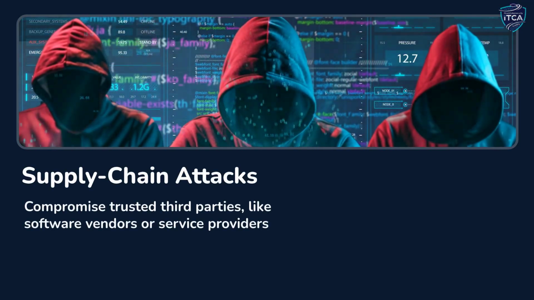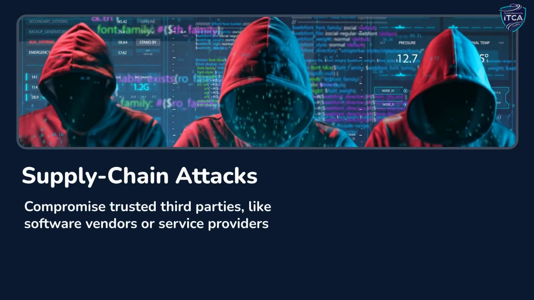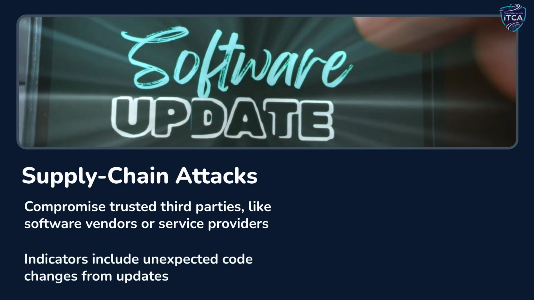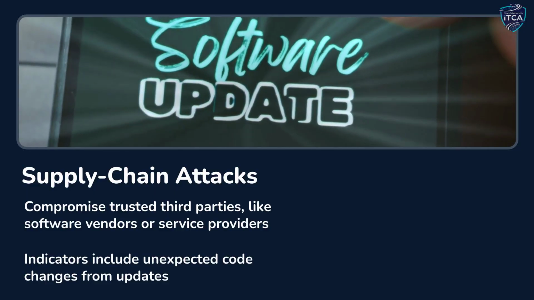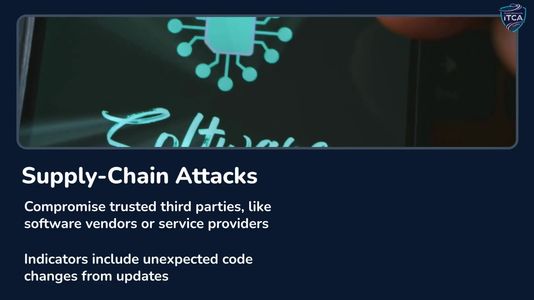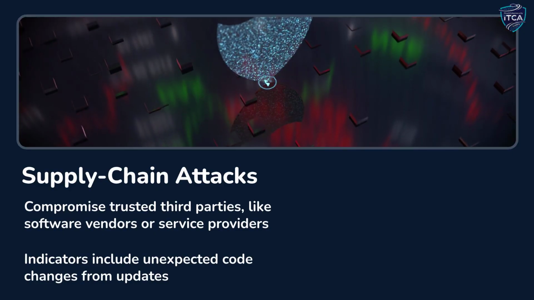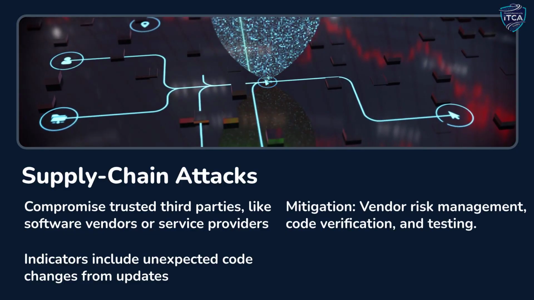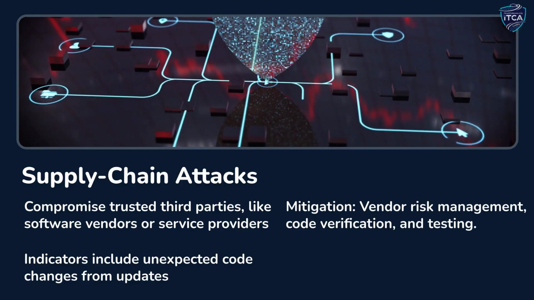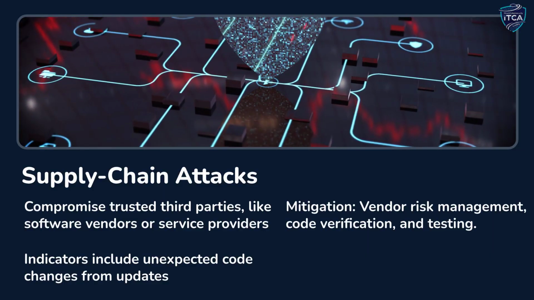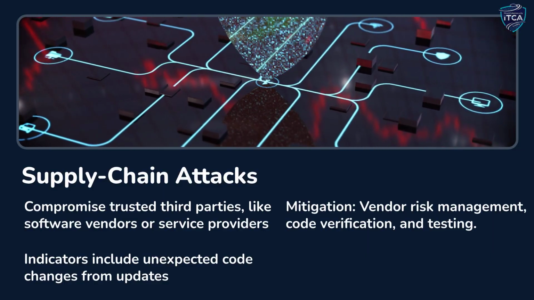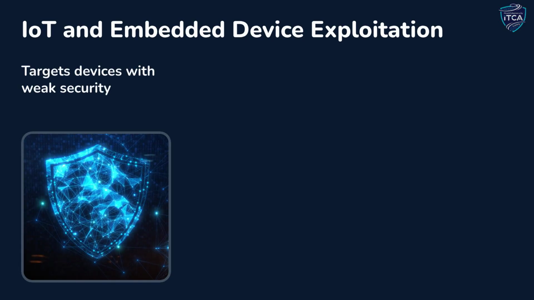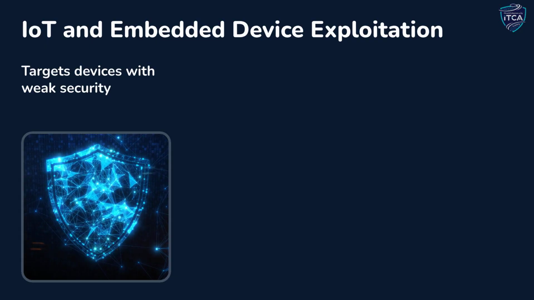Supply chain attacks compromise trusted third parties, like software vendors or service providers, to reach target organizations. Indicators include unexpected code changes from updates, anomalous behavior post-update, or vendor compromise reports. Mitigation requires strict vendor risk management, code signing verification, software bill of materials reviews, thorough testing before deployment, and isolation of third-party systems.